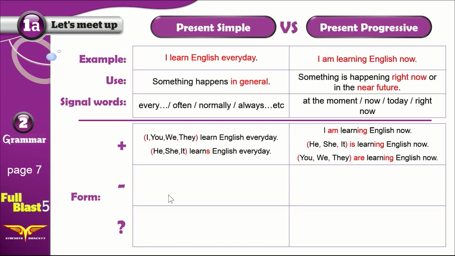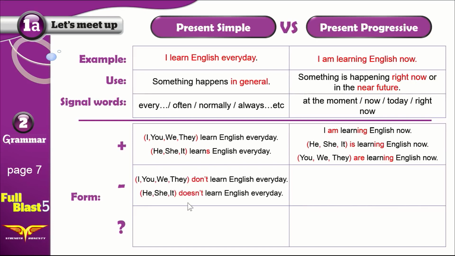Let's move on to negative. That means it's not happening or it doesn't happen. You have to use don't or doesn't if it's present simple. Don't with I, you, we, they. I don't learn English every day. You don't learn English every day. They don't learn English every day. If it's he, she, or it, then you have to use doesn't. He doesn't learn English. She doesn't. It doesn't learn English every day.